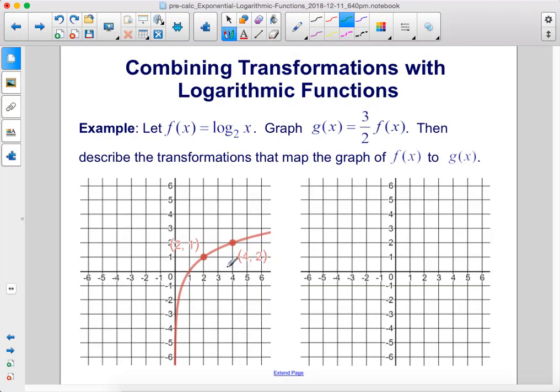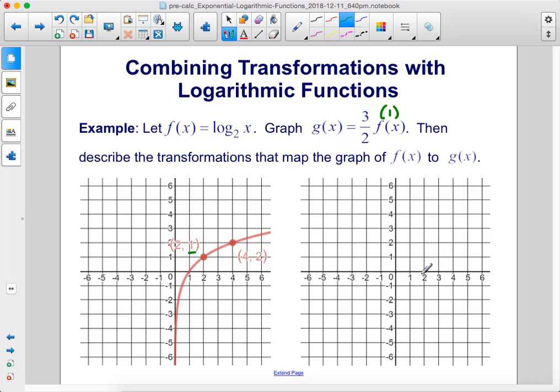Here's an example. Let f of x equal log base 2 of x, shown here in red. Graph g of x equals 3 over 2 times f of x. Then describe the transformations that map the graph of f of x to g of x. Well, the quickest way to do that is to pick these 2 points here. And instead of having a y value of 1, our new function is going to take that value of 1 and multiply it by 3 over 2, which gives us 3 over 2.